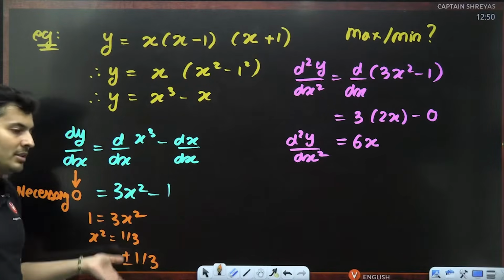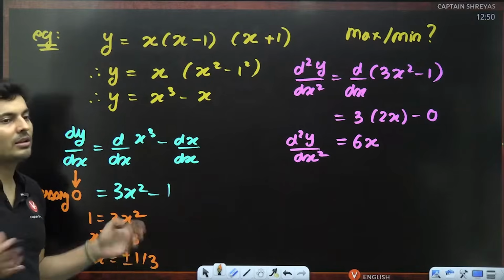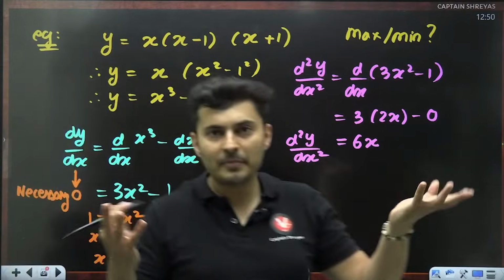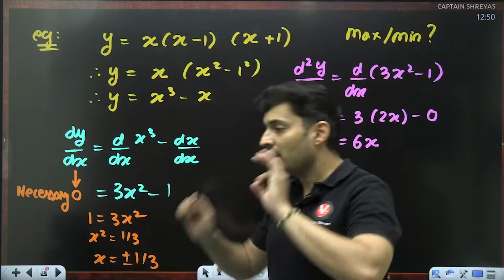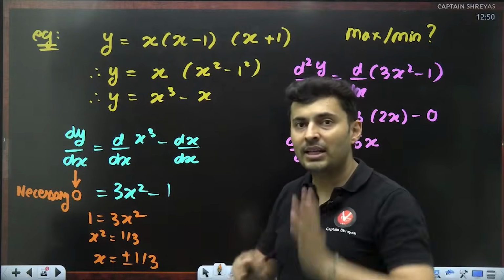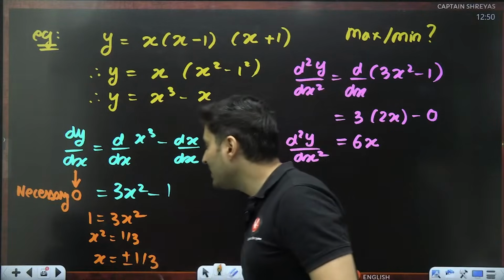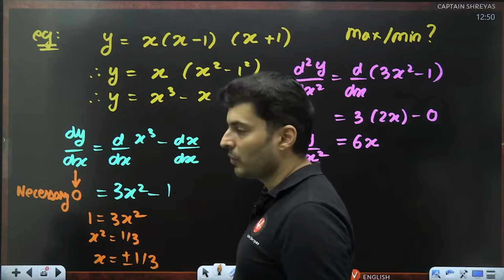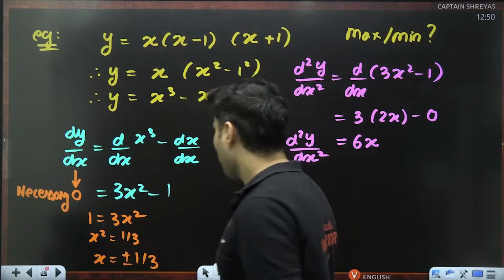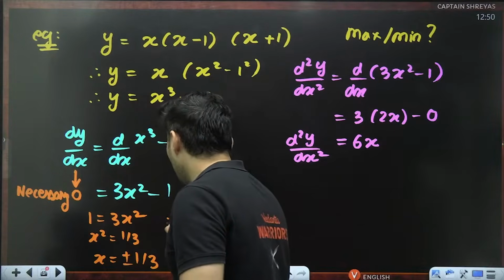At one of these points, maybe there is a maxima. At one of these other points, maybe there is a minimum. But I know at 1 by 3, slope is 0. Minus 1 by 3, slope is 0. So at these 2 points, the slope is 0. Everybody with me? Everybody understanding it till this point?